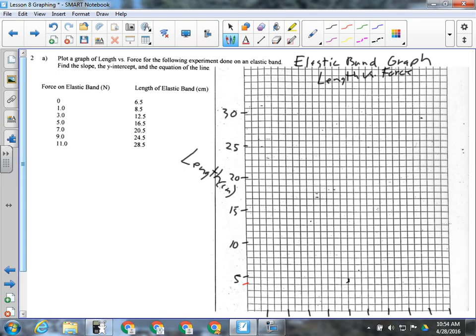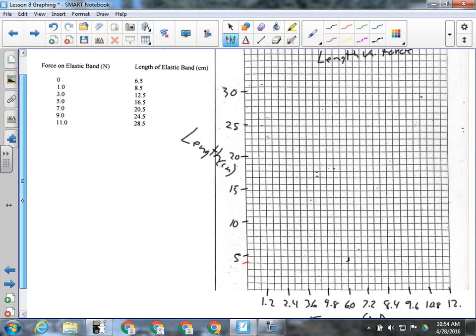Now I've got to plot my points on the graph. Okay, so my first point is 0 and 6.5. So here's 6, so 6.5 would be right there. All right, and then my second point is 1 and 8.5. So 1 would be right smack in the middle of this, and 8.5 would be right about there. Okay, then 3 and 12.5. 3 will be right in here somewhere, and 12.5 will be right about there.